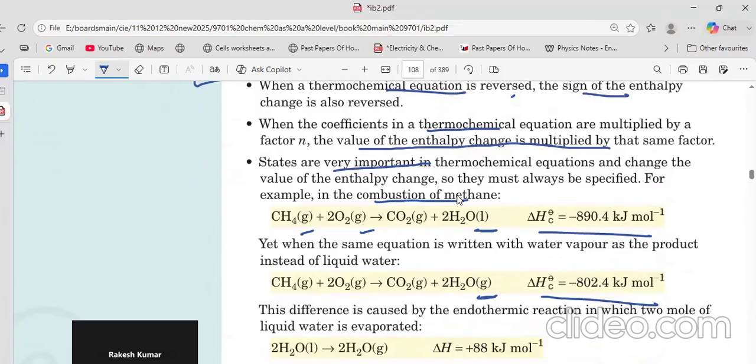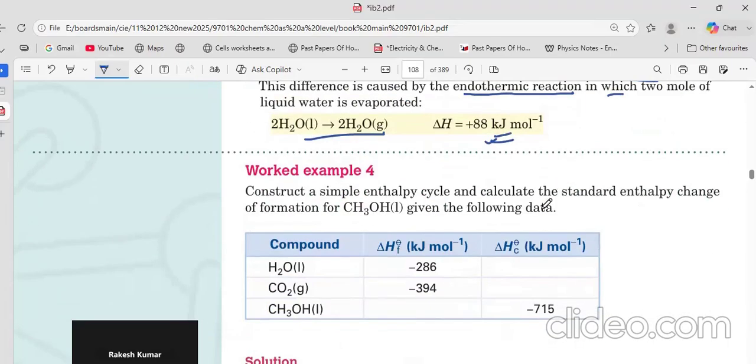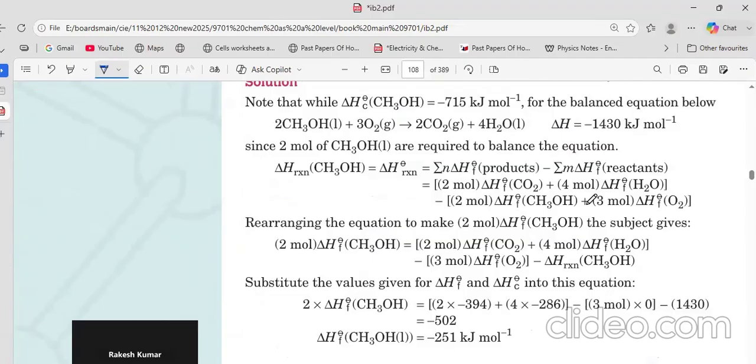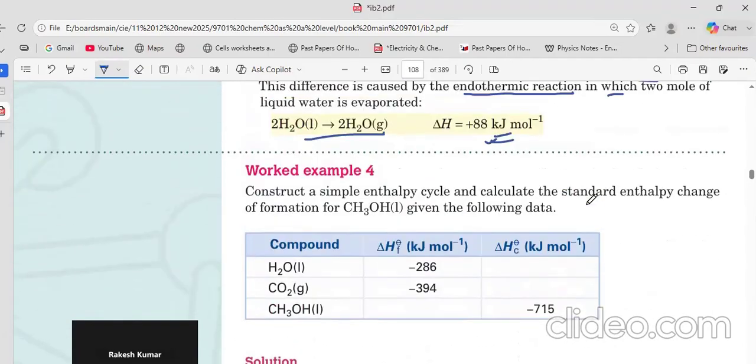For example, in the combustion of methane, the value changes when the same equation is written with water vapor, because here it is liquid and here it is gas. So it's different. The difference is caused by the endothermic reaction when 2 moles of liquid are vaporized, so the enthalpy increases by 88. And the other thing is we can construct a cycle and calculate. We can do all this by using Hess's law.